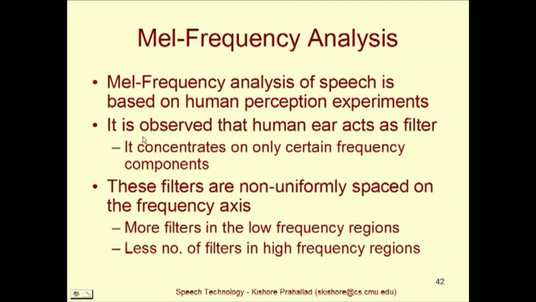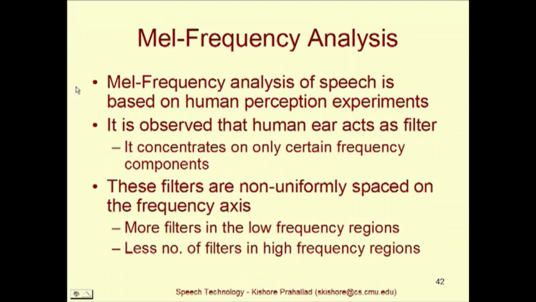It is observed that the human ear acts as a set of filters. Each filter concentrates on certain frequency components. Another thing is that these filters are non-uniformly spaced on the frequency axis. What do we mean by that? We mean that we have more filters in the low frequency region and fewer filters in the high frequency region. That's what we mean by non-uniformly spaced filters.